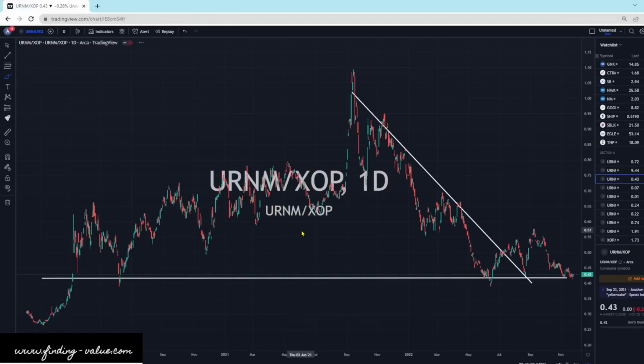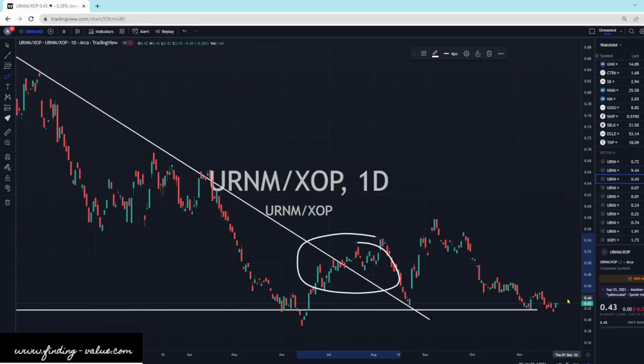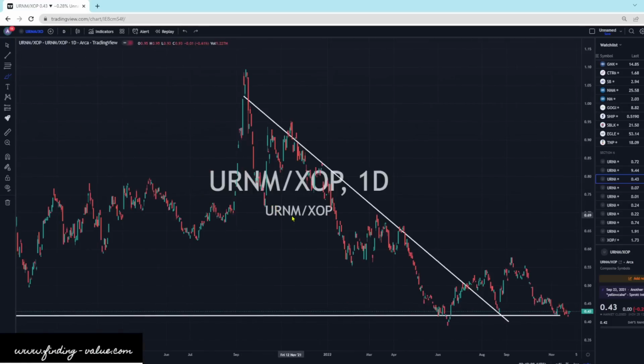URNM versus XOP. Yeah, you know me. Broken downtrend, that's what we've got right there. It's slightly cheap for URNM looking at this data set all the way back to 2020. And URNM is looking like it's trying to put in a bottom here right on support. So URNM is looking good to try to break to the upside. We've got a little downtrend line we can put in there as well, where we're trying to break through that too. And once we break through it, we could see a violent move in URNM.